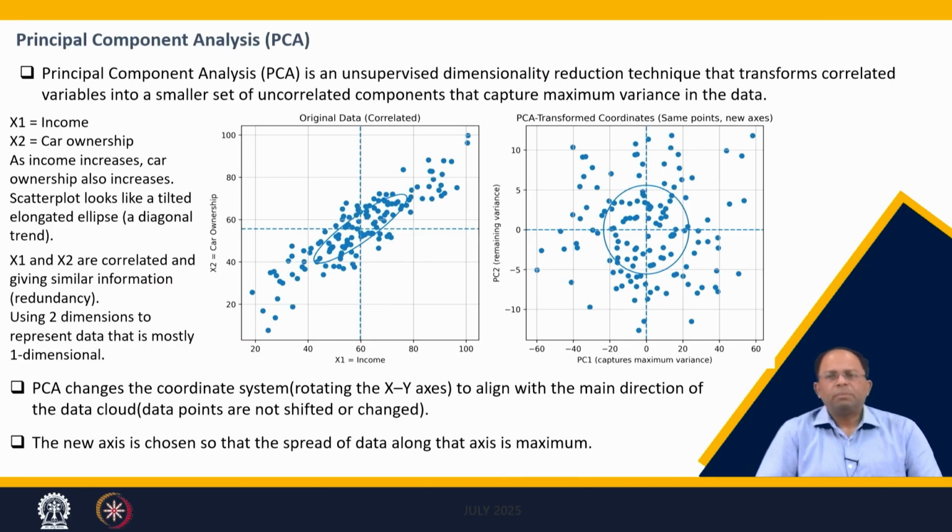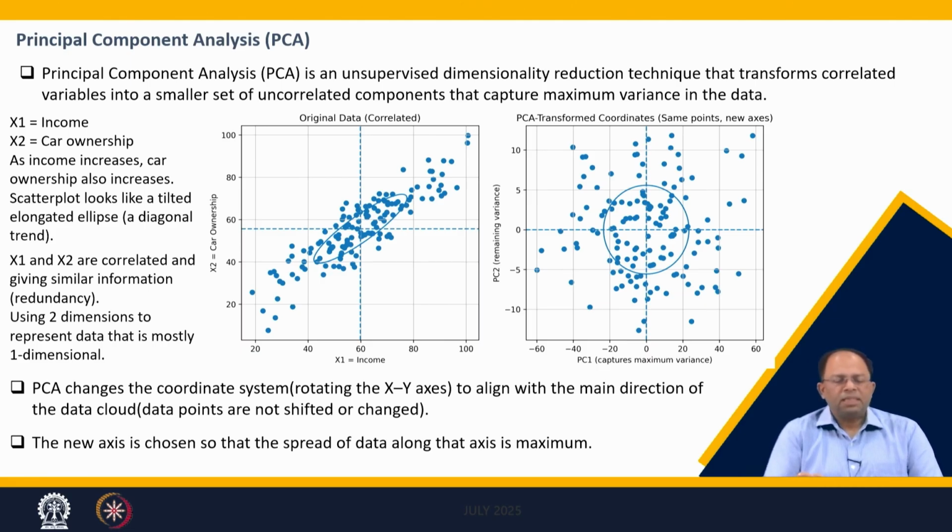So coming to principal component analysis, PCA is an unsupervised dimensionality reduction technique that transforms correlated variables into a smaller set of uncorrelated components that capture maximum variance in the data. So that means we will try to reduce the number of correlated variables, or rather we should combine the correlated variables into a new variable, and we should do this in such a way so that we can capture the maximum variance in the data, right?